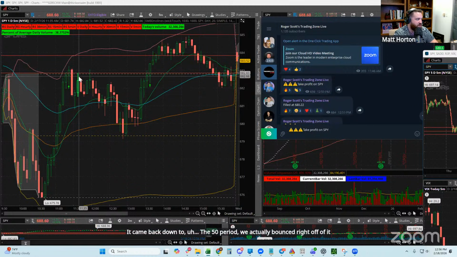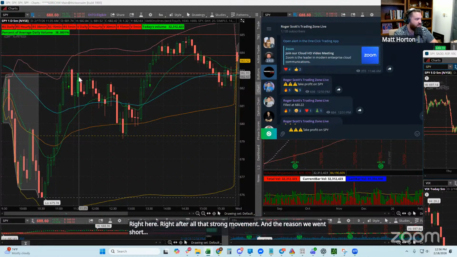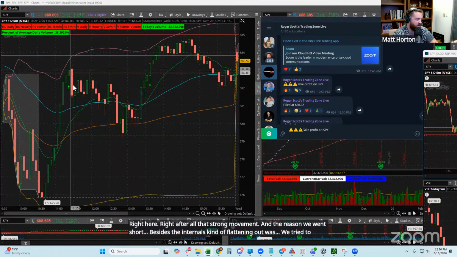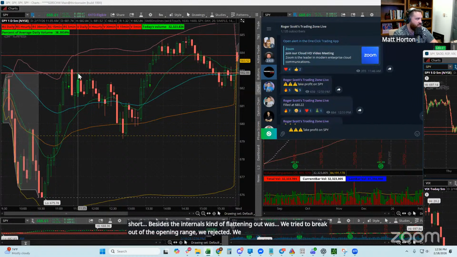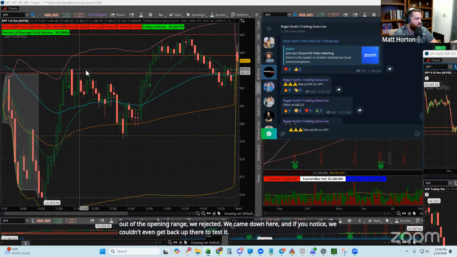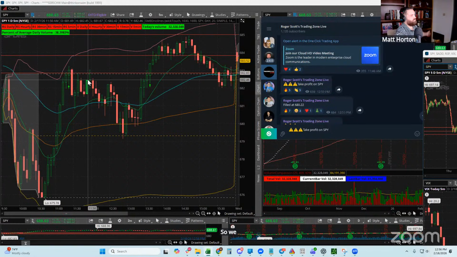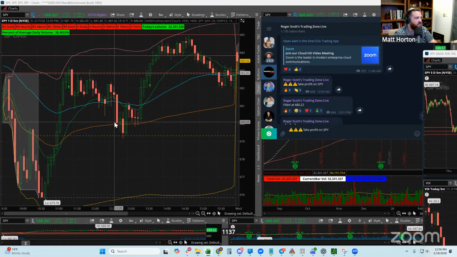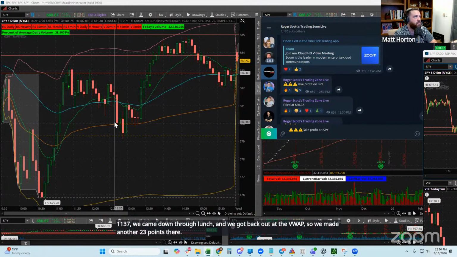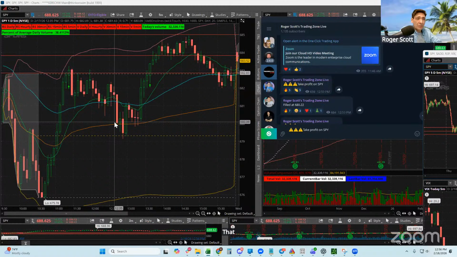But we went short right here, right after all that strong movement. The reason we went short, besides the internals flattening out, was we tried to break out of the opening range and we rejected. We came down here, and if you notice, we couldn't even get back up there to test it. So we went short. 11:37. We came down through lunch, and we got back out at the VWAP. So we made another 23 points there.